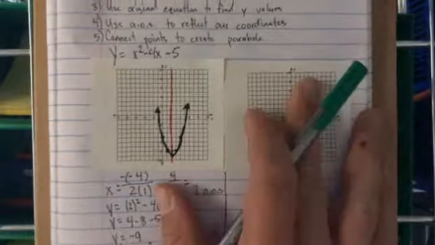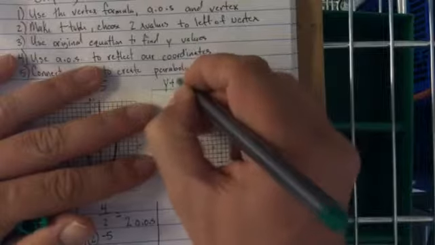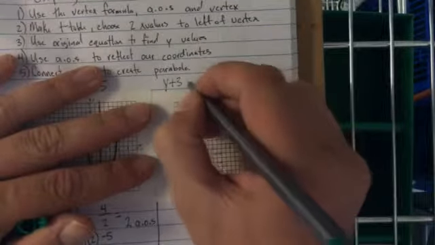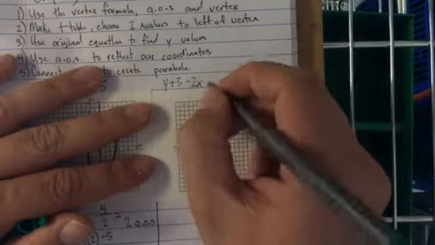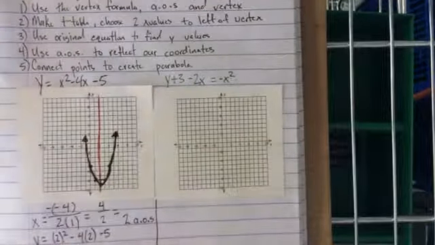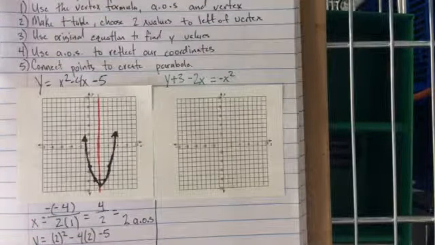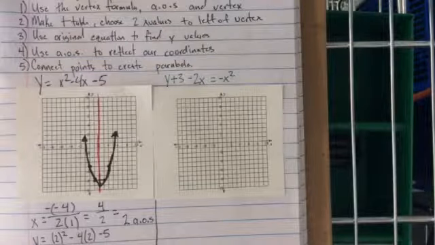So our second equation that we're going to work with today is y plus 3 minus 2x equals negative x squared. So now we need to find our axis of symmetry and our vertex. How are we going to do that? Zach.